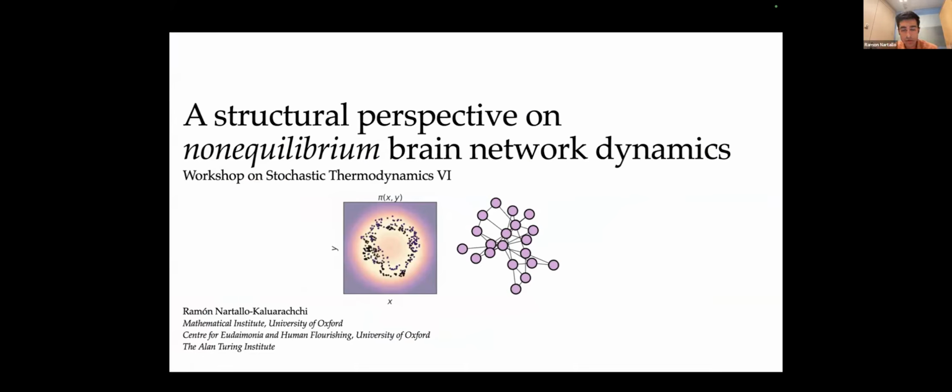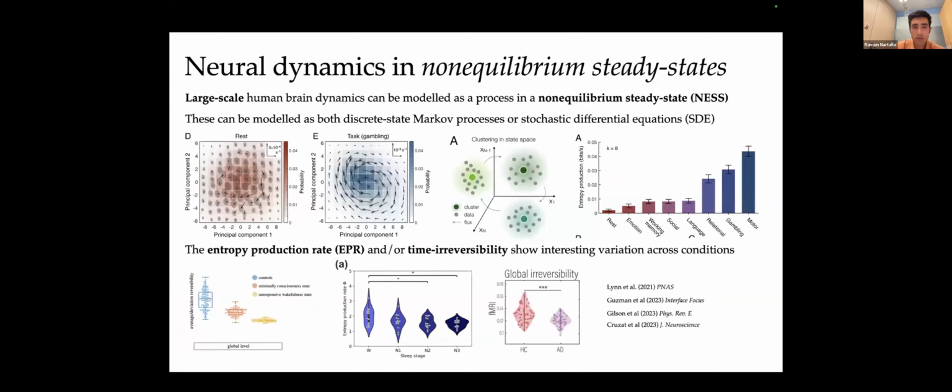I'm a PhD student at the University of Oxford, and I'm going to talk about something maybe a little bit different here, a structural perspective on non-equilibrium brain network dynamics. There is recent work that shows that neural dynamics at large scale, so macroscopic recordings from humans like fMRI or MEG, can be modeled as a process in a non-equilibrium steady state. This can be formulated either as a discrete state Markov process, using clustering or hidden Markov models to assume that this continuous data comes from an underlying Markov process, or using a stochastic differential equation framework.